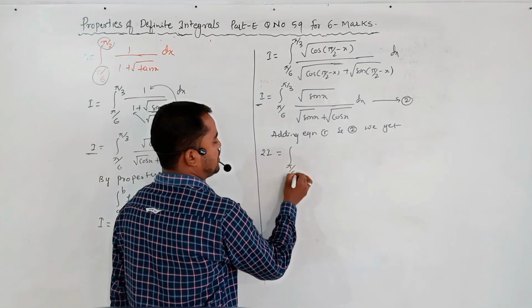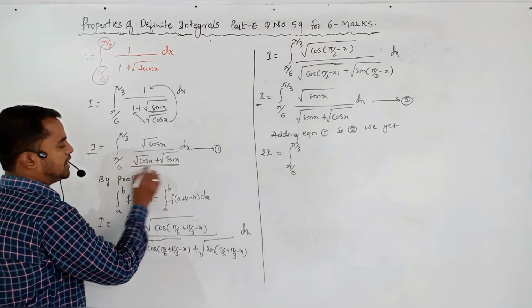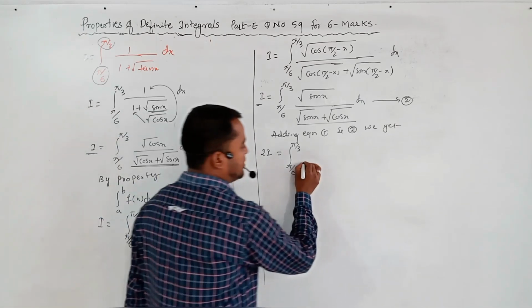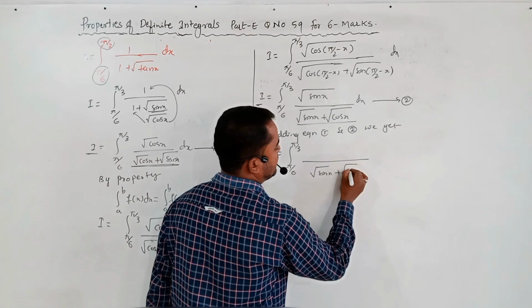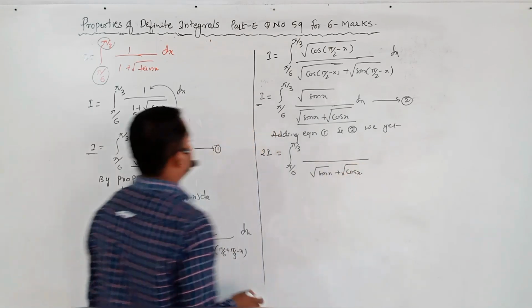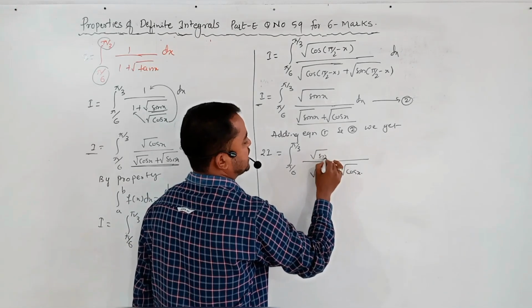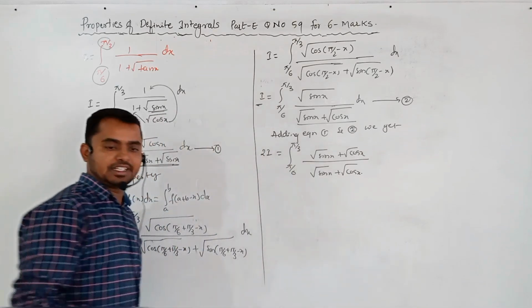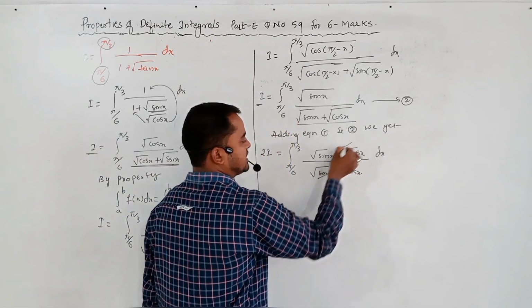Integration from 5π/6 to 5π/3. See here, the denominator is the same. Equation 1 denominator and equation 2 denominator are what? Same here. So keep the denominator as it is, that is root sin x plus root cos x. Now what is the numerator here? Root cos x and root sin x. Root sin x plus root cos x. It doesn't matter whether you write cos or sin first. It means the same, so this will get cancelled.